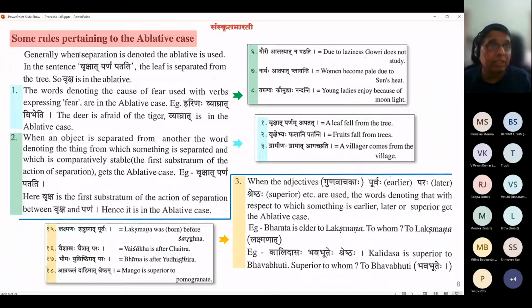Okay, so generally when separation is denoted, ablative is used. In the sentence, Vrikshat Parnam Patati. Okay, let me fix up the colors later, guys. Ignore the colors. It's very hard. Anyway, the leaf is separated from the tree, so vriksha is in the ablative.